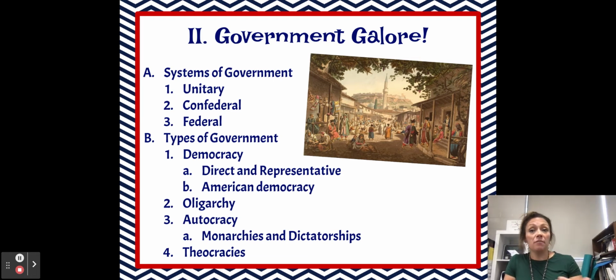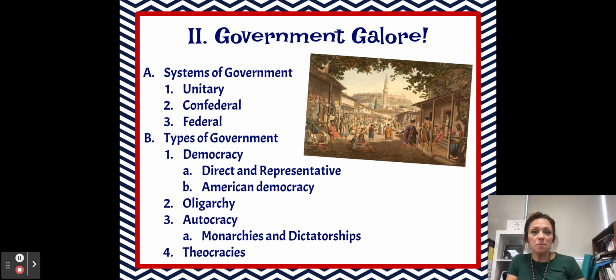But in a representative democracy or a republic, people elect members of government to make decisions for them. So your senators, representatives, presidents, governors, whatever. Those are all examples of those representatives, okay? So for American democracy, I want you to think about which one we have, okay? And if you can think of an example of each, that would be fun.